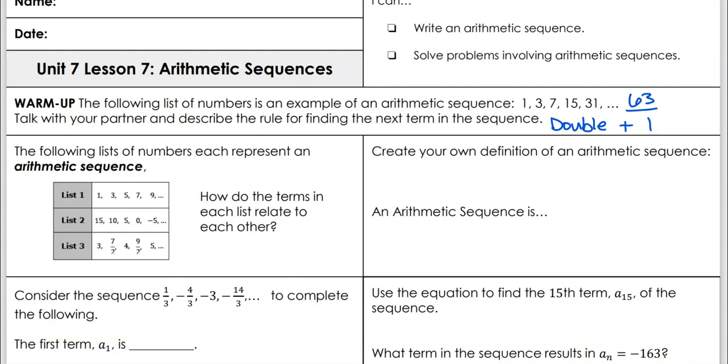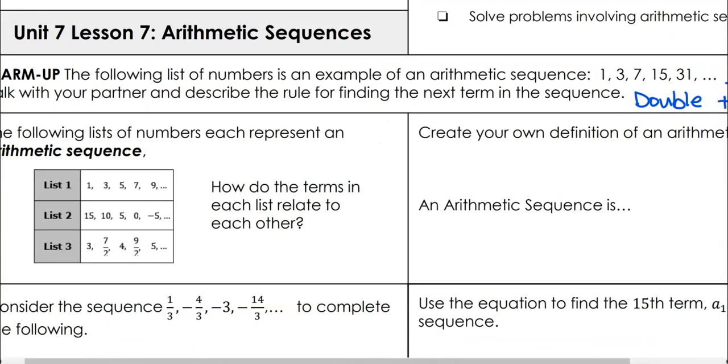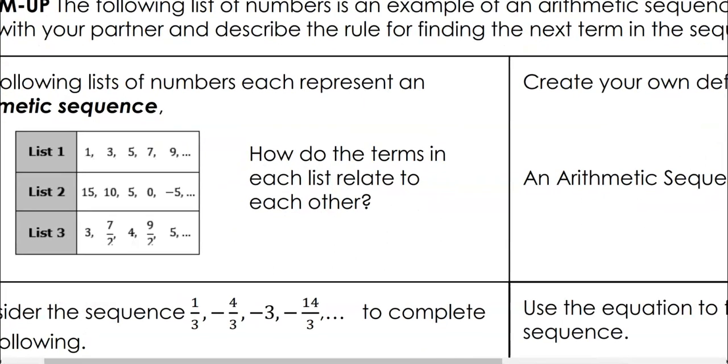Okay. So looking at our list over here, that was one arithmetic sequence, the 1, 3, 5 that's listed over here on list 1. Here's a couple of other examples. There's list 2, there's list 3. Looking at the lists, how do they relate to each other? So we already know list 1, you're doubling and adding 1. What's happening with list number 2? 15, 10, 5, 0, -5. We're subtracting the same thing each time, right?